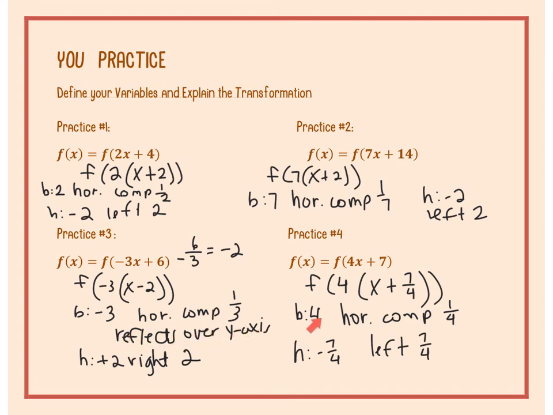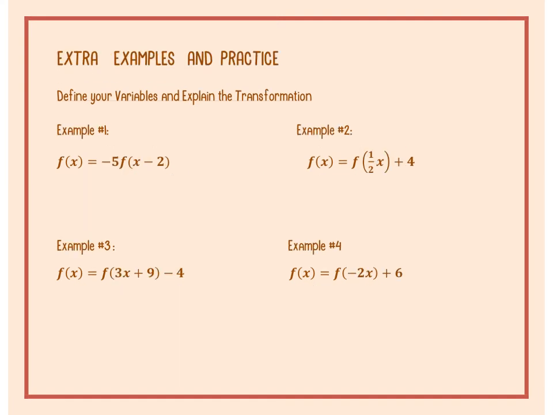y-axis. On number 4, I had to factor out a 4. Well, 7 doesn't divide by 4 evenly, so I left it as 7 over 4, which means it went left 7 over 4, okay? And it had a horizontal compression of 1/4. So here are just a few more extra examples that we're going to practice together, okay?